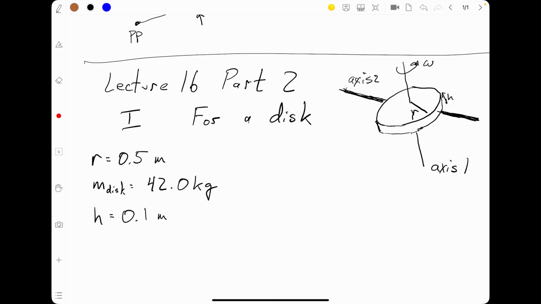All right. So when we want to rotate about axis 1, we're going to get a certain I. Okay, now there's a diagram. I think you guys have already seen it.